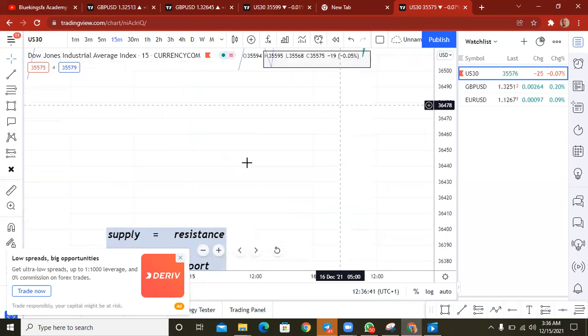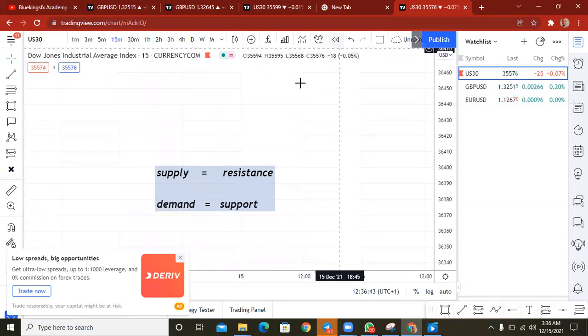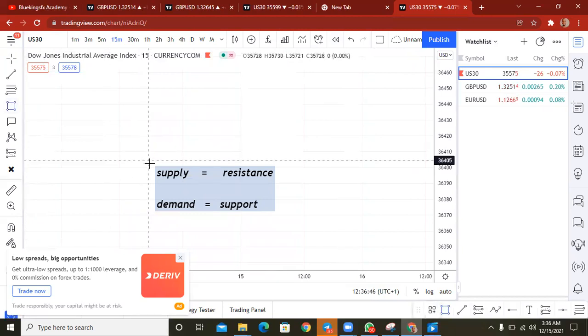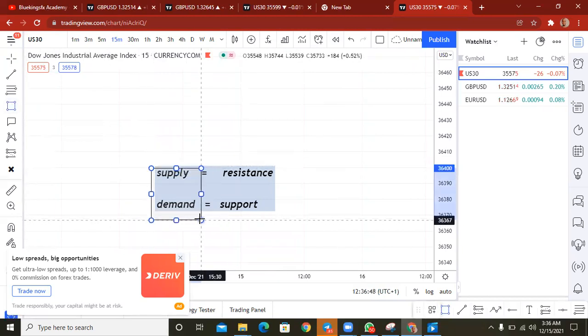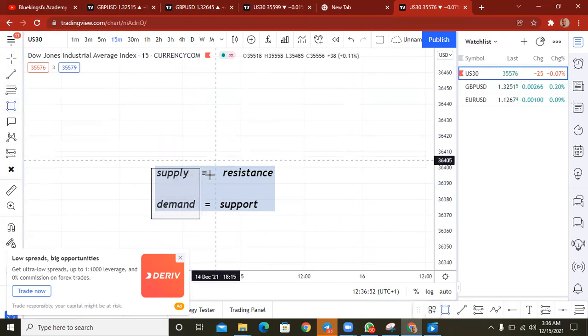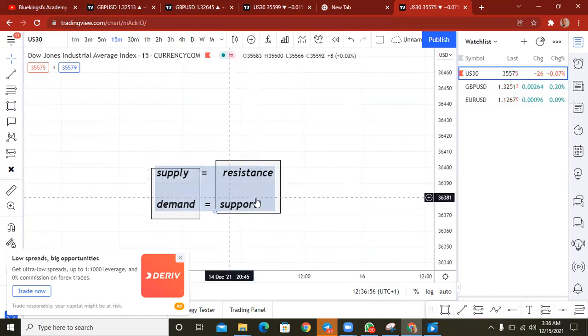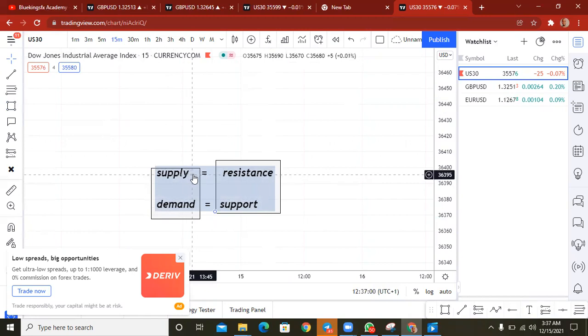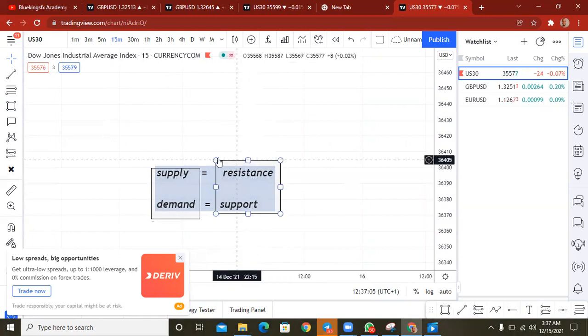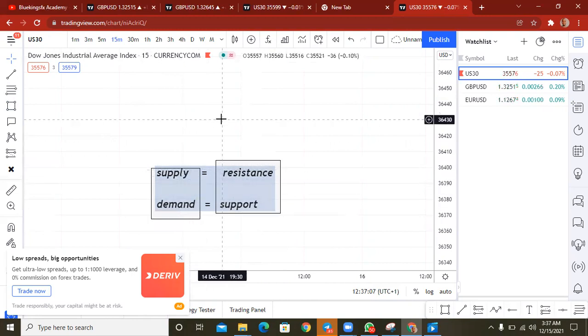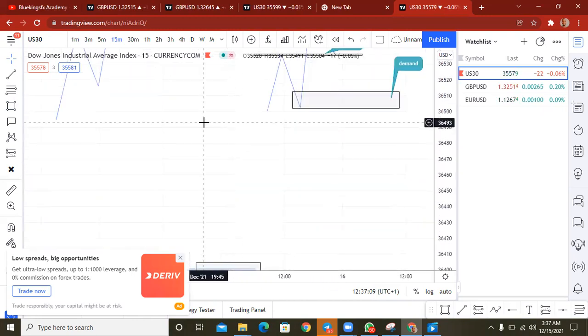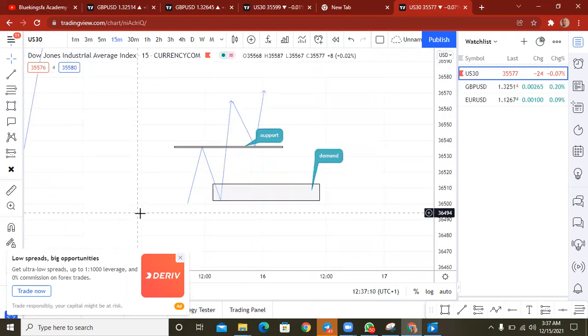So as you can see, supply and demand are brothers. Like they are brothers, while these guys are brothers. But these brothers are from different mothers, so they look alike. That's why they're equivalent, just the way support and resistance are the opposite of each other. So supply and demand are the opposite of each other. So when we talk about supply and demand, they are different from support and resistance, very different.